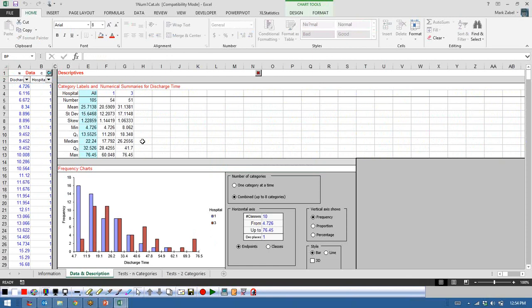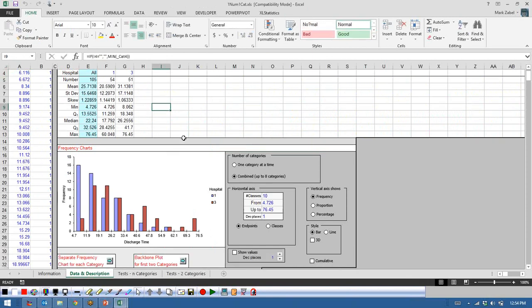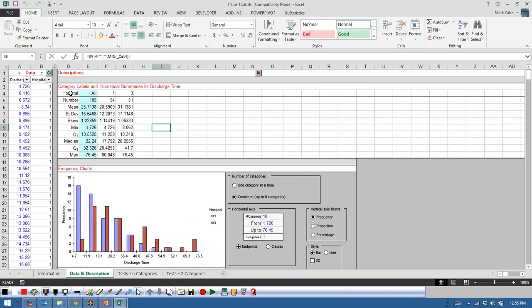Okay, let's take a look at this pretty quickly. We have a number of different options here, but basically, as you see, we're dividing this up by which category it's in. Now, don't ask me why it's hospital number one and hospital number three. Whatever happened to hospital number two, I don't know. But it tells me how many data points I've got. It tells me the mean. It tells me the standard deviation. And so you can kind of see that.